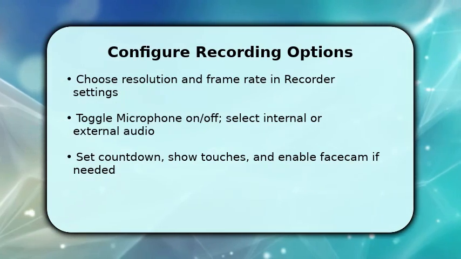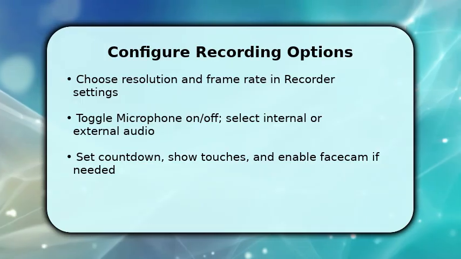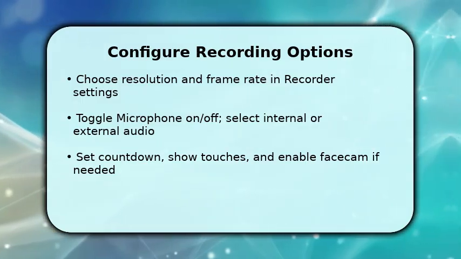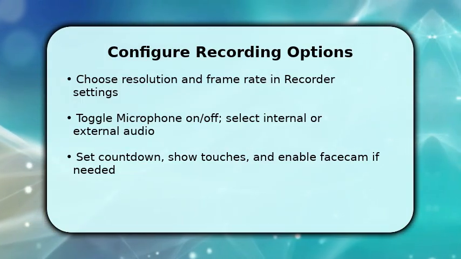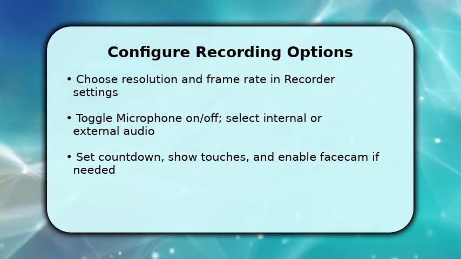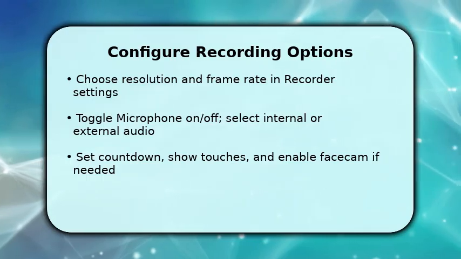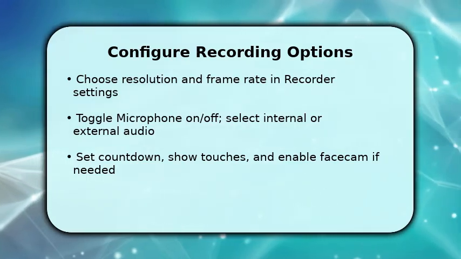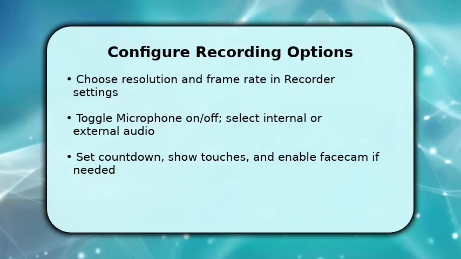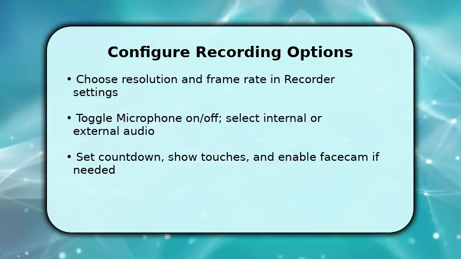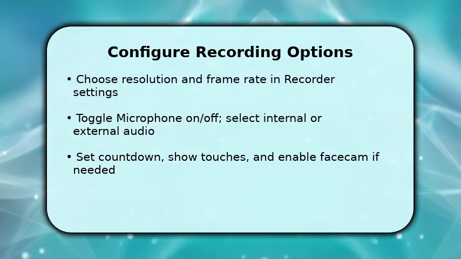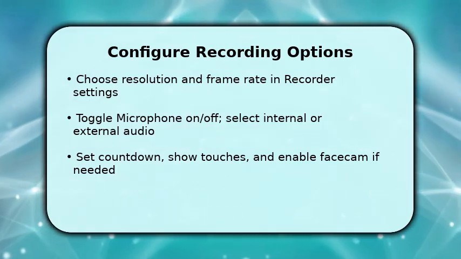Now configure how you record. Open the screen recording settings and pick resolution and frame rate. Higher values look better but take more space, so balance quality versus storage. Make sure to toggle the microphone if you want narration and pick internal audio when capturing app sounds. Also set a short countdown to prepare, enable show touches for tutorials, and turn on Facecam if you want a presenter overlay. These choices control clarity and context, so make them before you tap record.